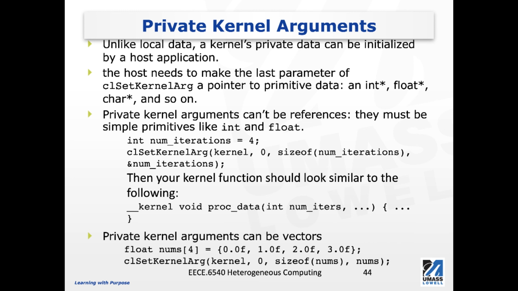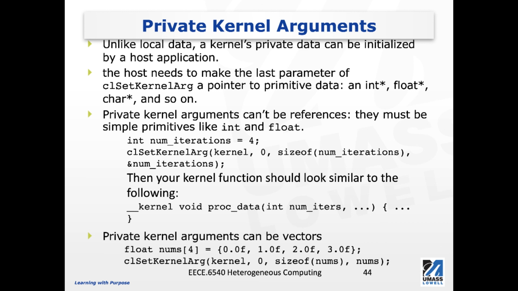You can pass in this value 4 using set kernel argument with the first argument, which is the index, then the size of this argument, which is the integer, and then the pointer to this variable number iterations, which currently has value 4. Then in your kernel function, you should have something like this. Kernel function name, the first argument should be this one because you set this integer index as 0. And in this case, number iterations will be the private variable that you can use in your kernel function.